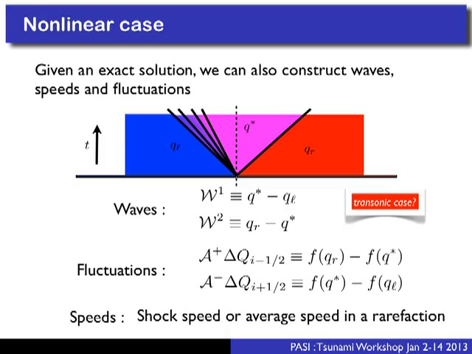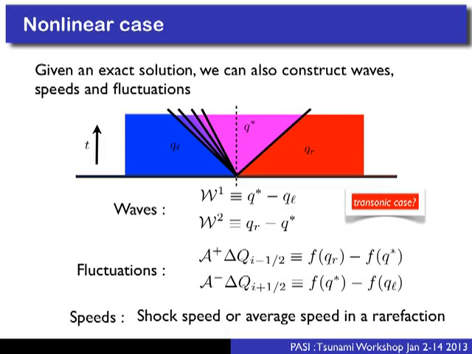Well, we can actually construct wave speeds and fluctuations in the same way. Our waves are simply the jump between states. So Q right minus Q star would be wave 2, and Q star minus Q left might be wave 1. Generally we won't worry so much about the fact that this is a rarefaction, unless we're in a transonic case, because you can imagine this rarefaction might cut through the Q star value here, and then you worry, well, what do we do then? There are certain fixes that we might have to do, but the Riemann solvers will take that into account. But in general, we'll think of the waves as being the differences between states.